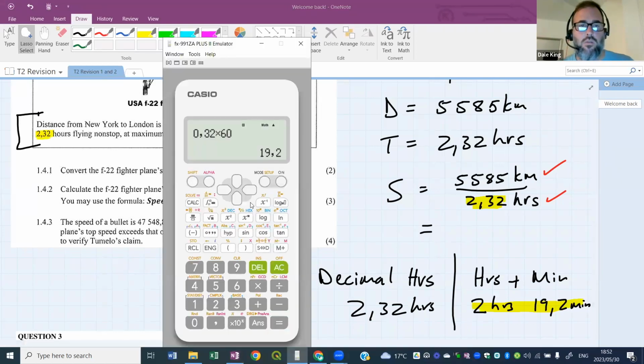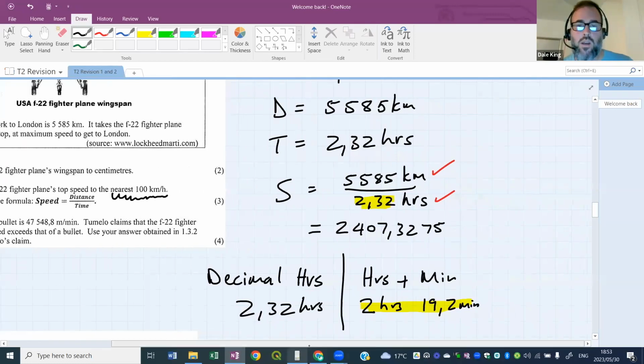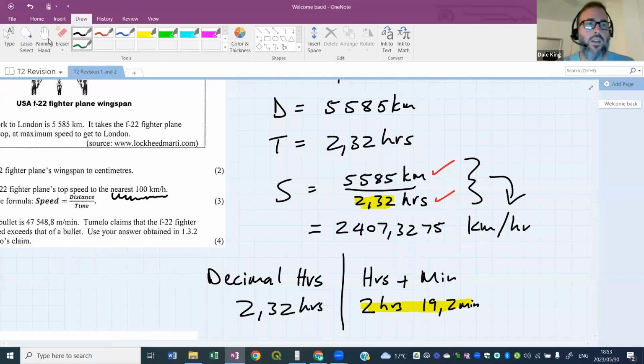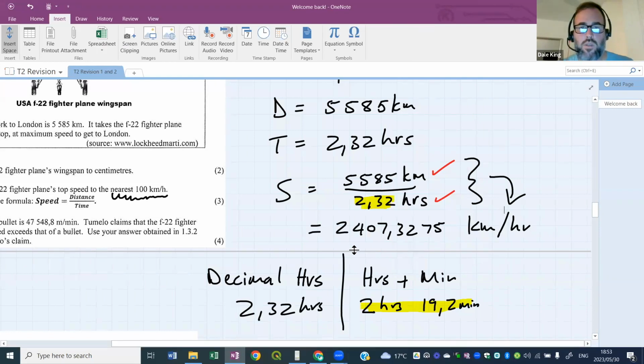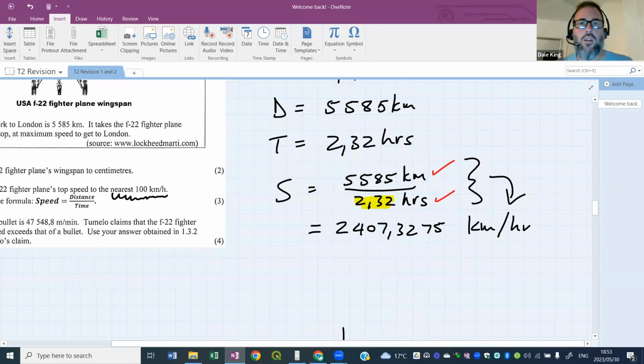Okay, so here is our answer. I'm going to write the whole thing out: 2407,3275. There are more decimals, but I'm not going to write them all out. I just need these ones for now. And this is speed in kilometers per hour. Why in kilometers per hour? Because that's what I put into the formula. Now, let me just move this down. We are not done yet.